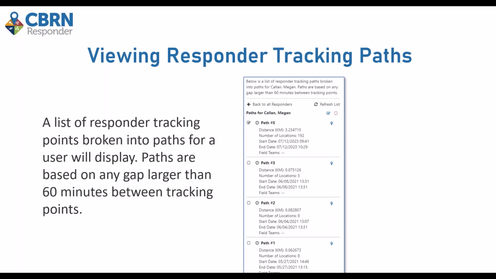So a path is broken down into any gap in time where data was collected. So the time is 60 minutes. So if you had your responder tracking turned on your device, you then turned it off, took a long lunch, maybe an hour and a half. If you turned the location back on, that would then start a new path because there were 60 minutes or more of inactivity with that tracking.